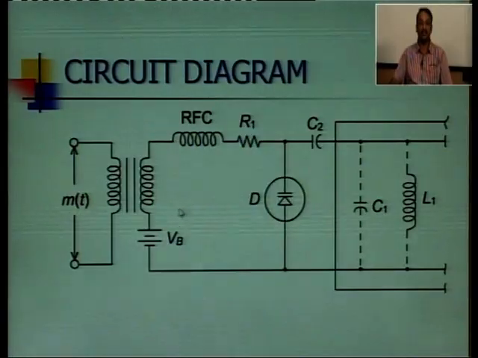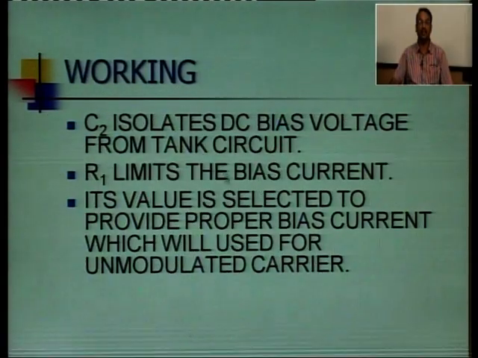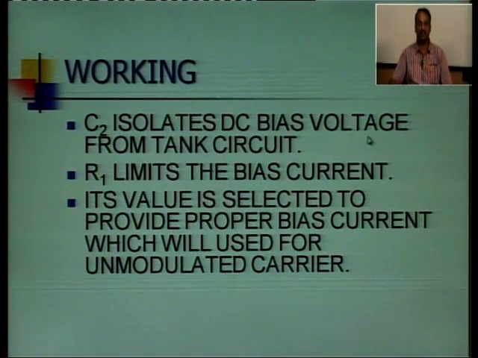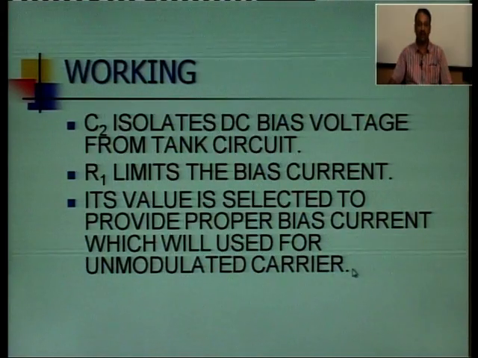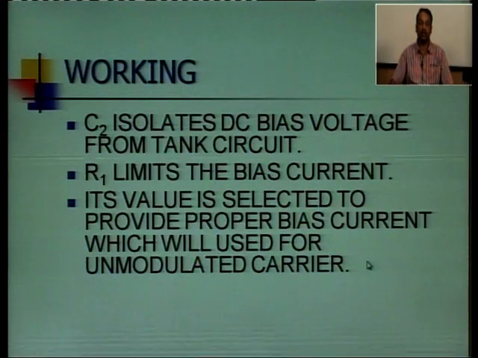C2 isolates the DC bias voltage from the tank circuit or tuned circuit. R1 limits the bias current. Its value is selected to provide proper bias current, which will be used for the unmodulated carrier.